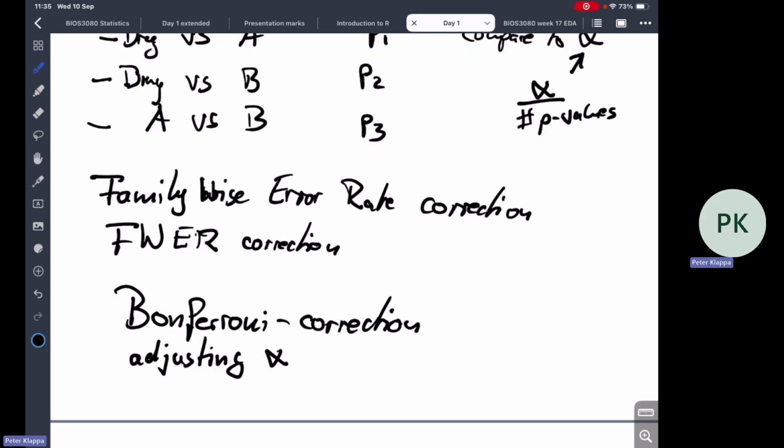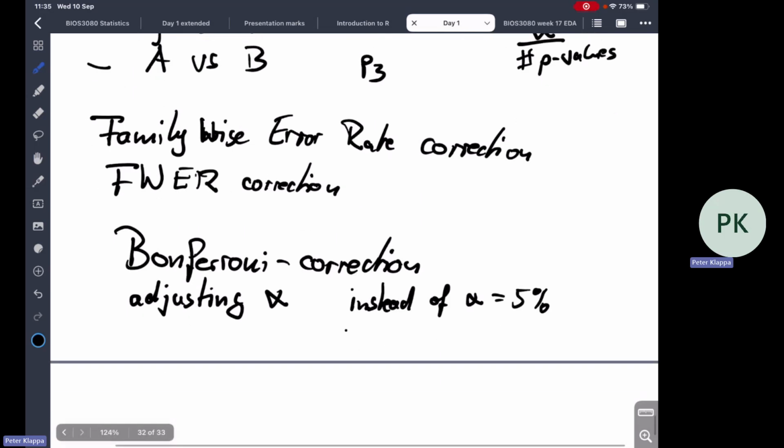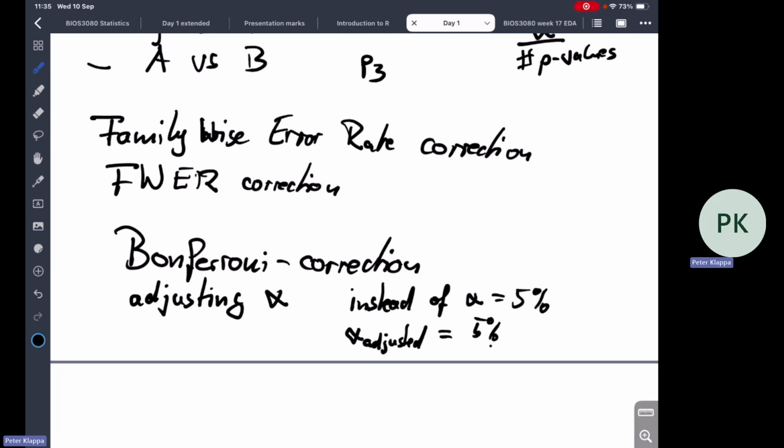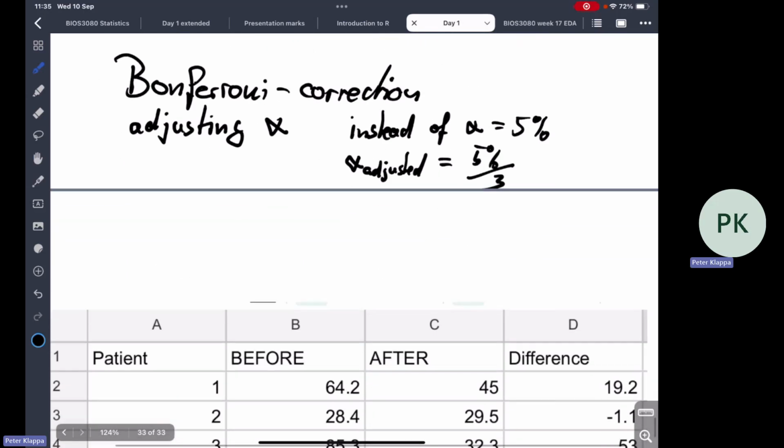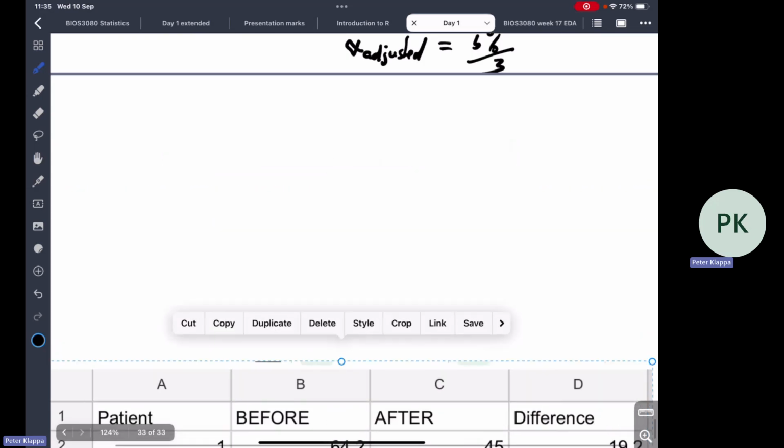We reduce it, so instead of alpha equals 5%, we use a new alpha, alpha adjusted, of 5% divided by 3 in this case. And that is our new alpha with which we compare the p-values.